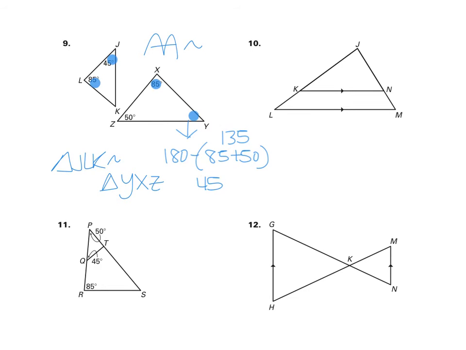My next example, you see I have parallel lines, so corresponding angles are congruent. I also have J congruent to itself, so I actually have all three angles, but I only need two. So I have triangle JKN similar to triangle JLM.